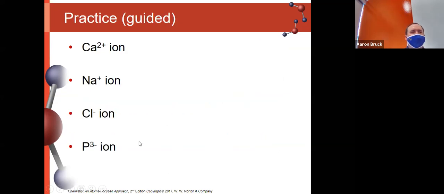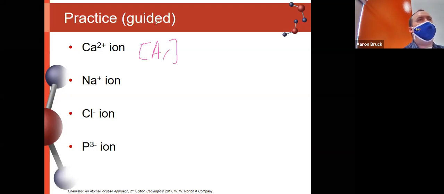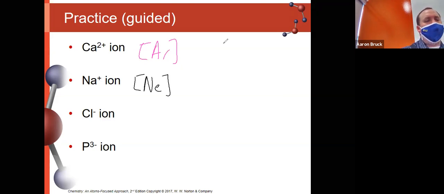So for these ones, all of these fit into that first category. Calcium is element number 20. It has no d electrons. So to take 2 electrons away, it would have 18 electrons now. Noble gas configuration for 18 electrons is simply argon. For sodium, sodium has 11 electrons. If I take 1 away, it has 10 electrons. 10 electrons is represented by the noble gas configuration neon.